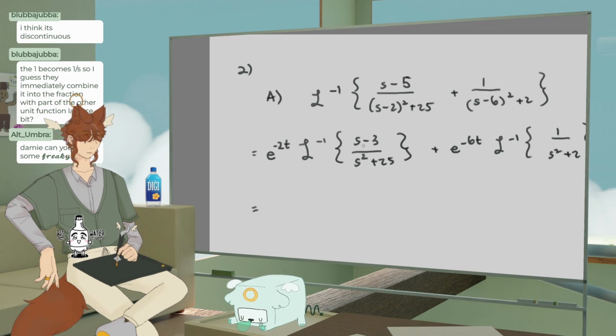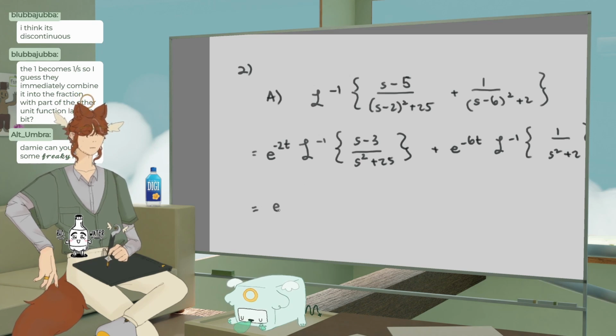No, yeah, no. I think it's smarter to pull it out. Okay, what do we have? We have e to the negative 2t. This is gonna be a sine and a cosine. Everybody's favorite. So s over.